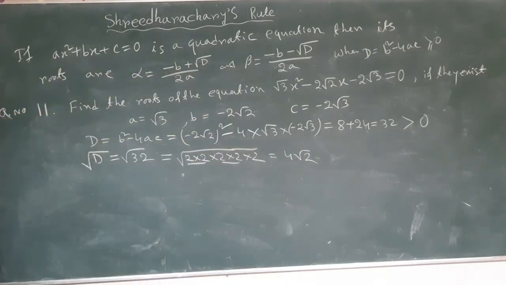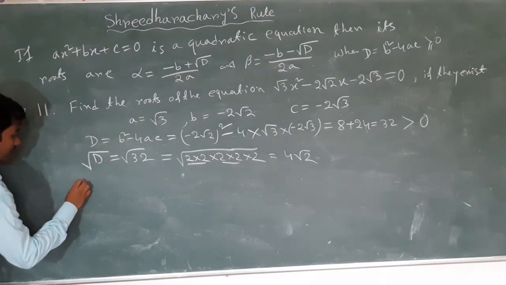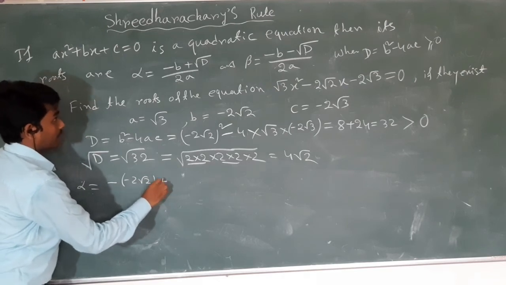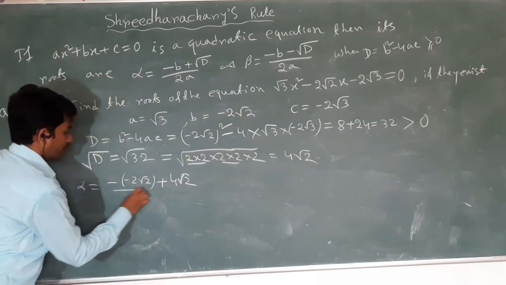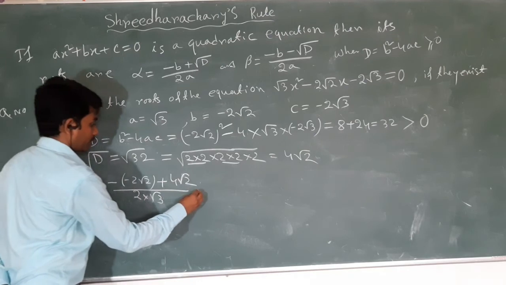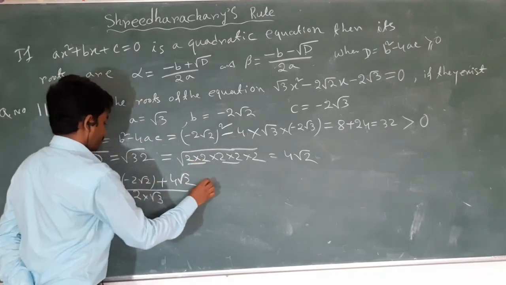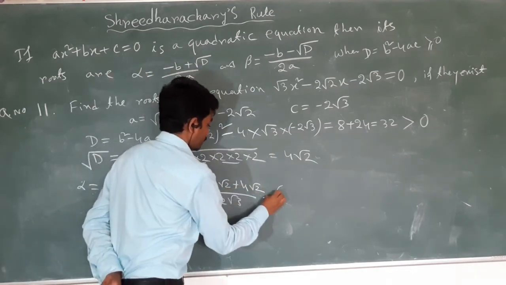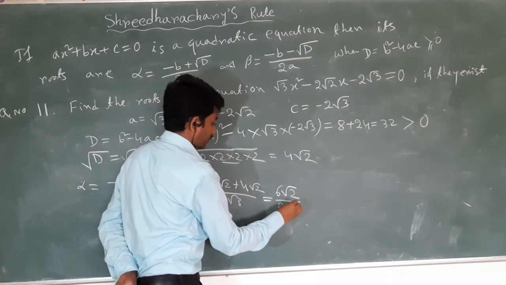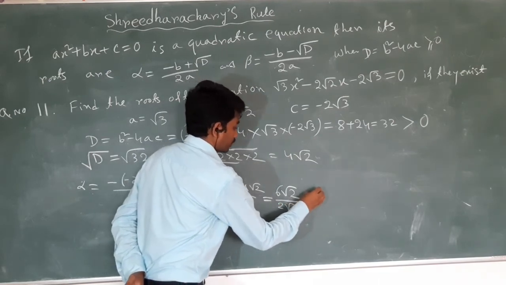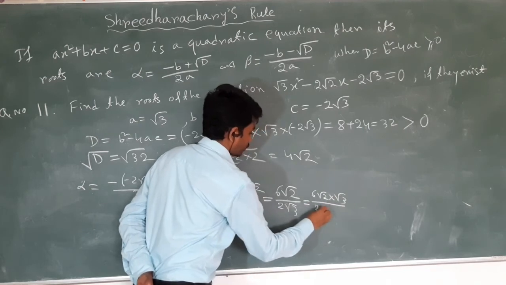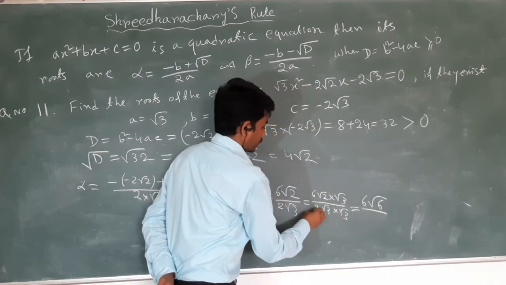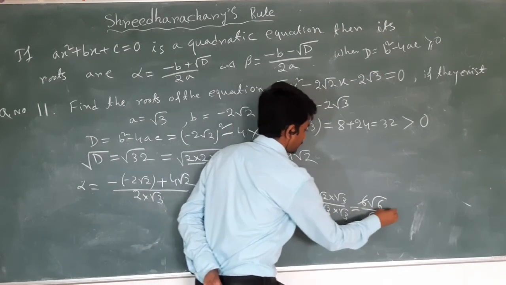Now from the Sridharacharya rule, the roots of the given equation are alpha is equal to minus b plus under root D, that is 4 root 2, upon 2 into a, is equal to 2 root 2 plus 4 root 2 upon 2 root 3, is equal to 6 root 2 upon 2 root 3, is equal to 6 root 2 into root 3 upon 2 root 3 into root 3, is equal to 6 root 6 upon 2 into 3, 6, is equal to root 6.